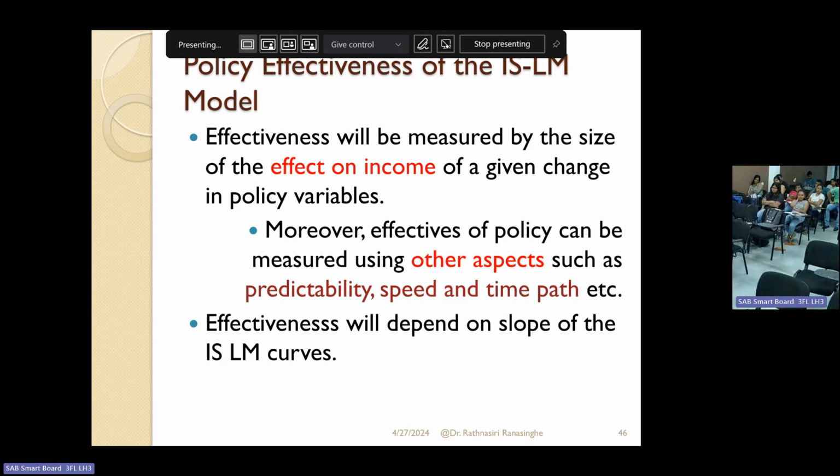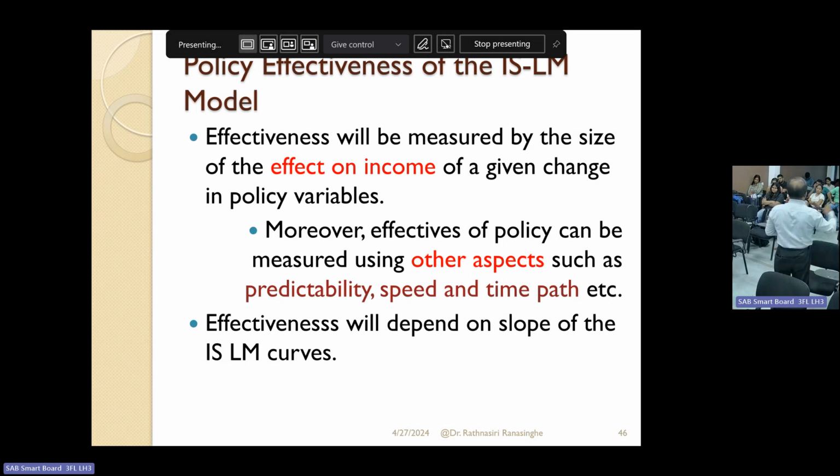So when you look at the effectiveness, now, basically, policy effectiveness, in our analysis we look at the impact on income, whether there is a higher impact or a lower impact. By looking at that, we can analyze the effective policy. But there are other factors. When we implement a policy, if we can predict the future, what is happening, what can happen, clearly, based on that you can also determine the effective ones, and the time.